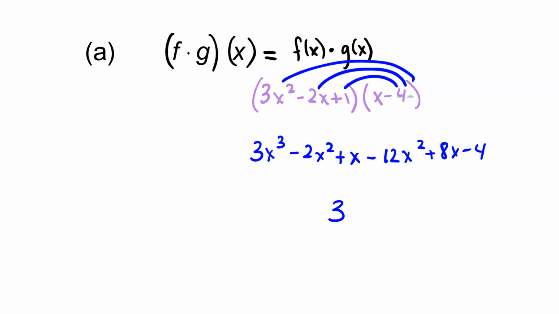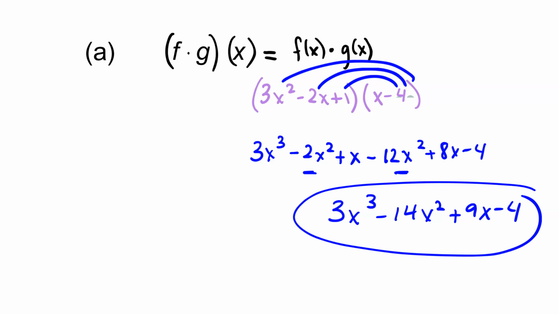Combine like terms, I only have one cube factor. Negative 2x squared minus 12x squared is negative 14x squared. Plus 9x minus 4. Okay, this is the answer, but now maybe that's a little confusing, right? Distributing all of these across. Let's try maybe an easier way.